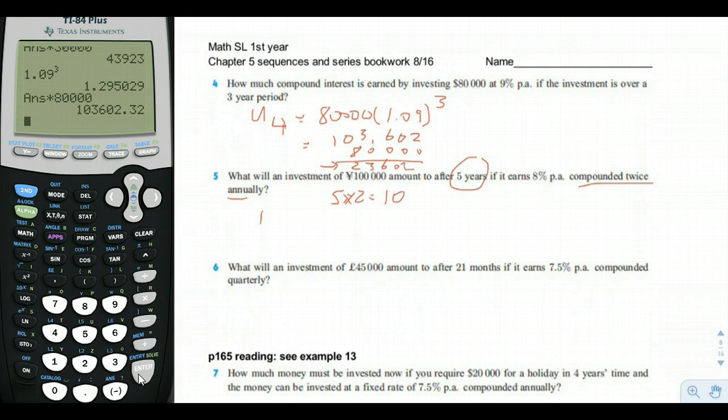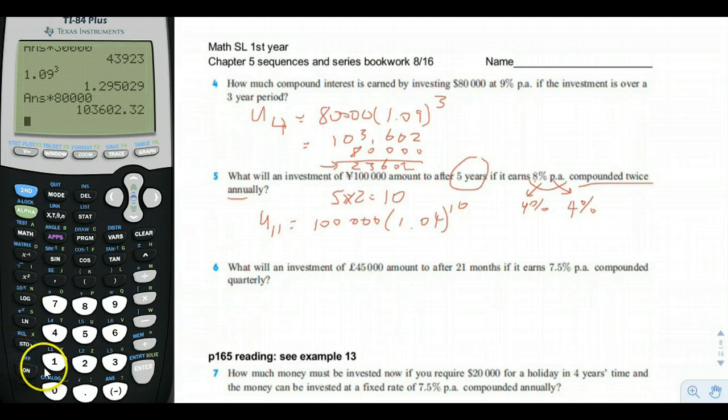Okay, so we're going to have U6 equals 100,000 times 1.08, right? And here's another tricky thing. 8% per annum. Since we're compounding twice annually, we have to take that 8% and divide it into 4% for the first 6 months and 4% for the second 6 months. That's the way compounding works. So actually, it's not 1.08, it's 1.04. And then we are going to have 10 compounding periods, right? So actually, it's not U6 either, it's U11 because there are 10 compounding periods, okay?